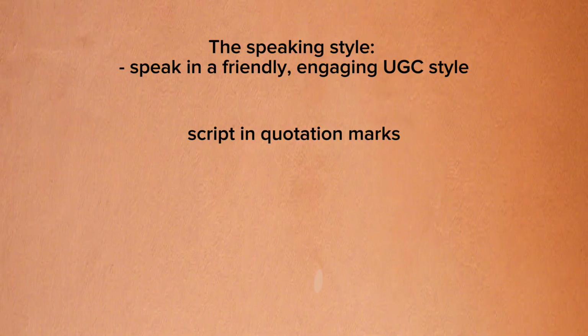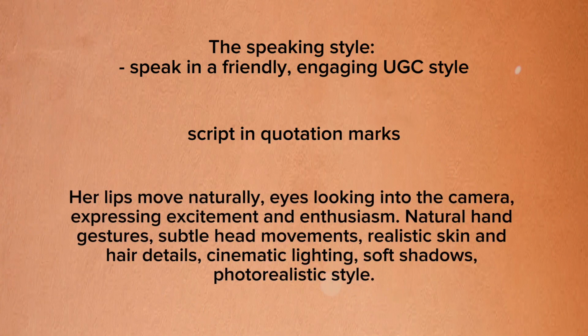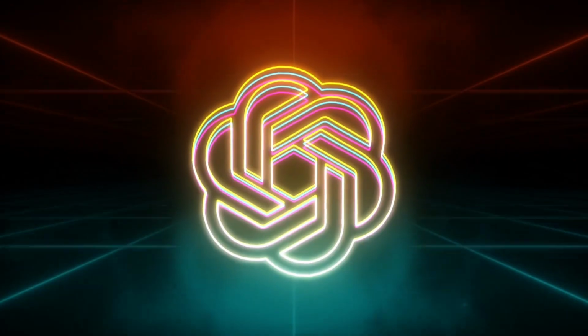Additionally, I always include the following to make it look as natural as possible. Her lips move naturally, eyes looking into the camera, expressing excitement and enthusiasm. Natural hand gestures, subtle head movements, realistic skin and hair details, cinematic lighting, soft shadows, photorealistic style. If you're unsure, just ask ChatGPT to help you create a suitable prompt. Finally, click Generate, and your perfect UGC video is ready. But to create a truly professional UGC ad, one clip isn't enough. I recommend creating at least 2 clips and then combining them together.